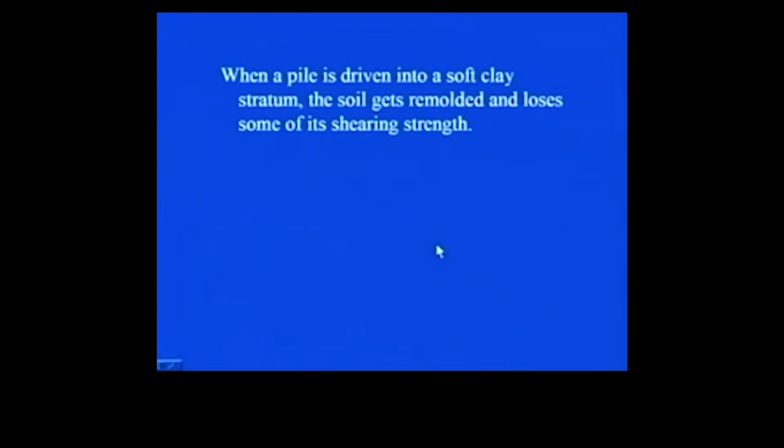Now, when the pile is driven into a soft soil stratum, the soil gets remolded and loses some of its shearing strength. Since we are talking of piles in clay, we have to take care of these points, that is, what will happen when the pile is getting driven into the soft clay stratum. In that case the soil will get disturbed and you have to take care of that in the analysis.